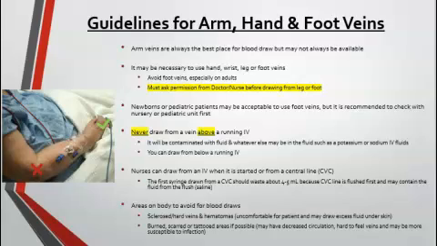Now, something to note with tattoos, sometimes you do have to complete a blood draw within a tattoo just because you don't have another choice or a better area to do a blood draw in. In those scenarios, you just want to clean the area really well and complete the blood draw as normal.